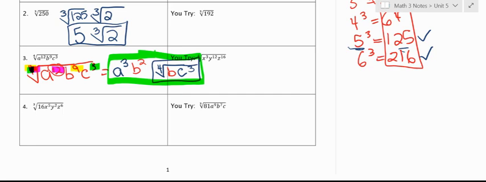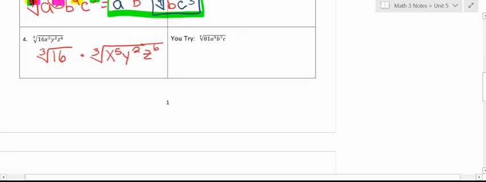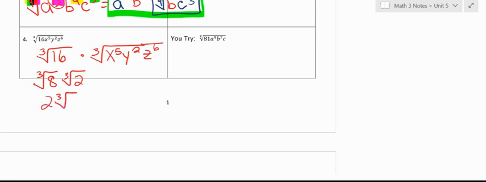For the next one, same idea. I have a value and a variable in the same thing. We can break it up into two different problems if we want to, where I have one radical that just has the value, and then a second radical that has all the variables. Now we're going to simplify it as two separate problems. So the cube root of 16, the cube that goes in there is actually 8. So 8 and 2, which is 2 cube root 2.